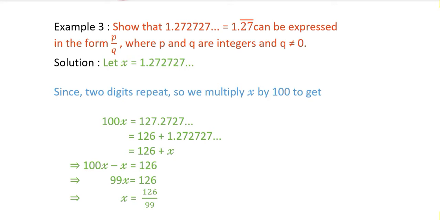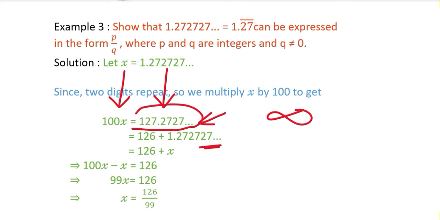Anyway, so what do you see here? We multiplied with 100. The decimal shifted 2 digits, so it is 127.2727. Now since this is repeating, this 27 block repeats up to infinity. So since it is going up to infinity, we can just add some more, it doesn't matter. And what are we doing here? You need to notice, this is just a trick that we are applying.